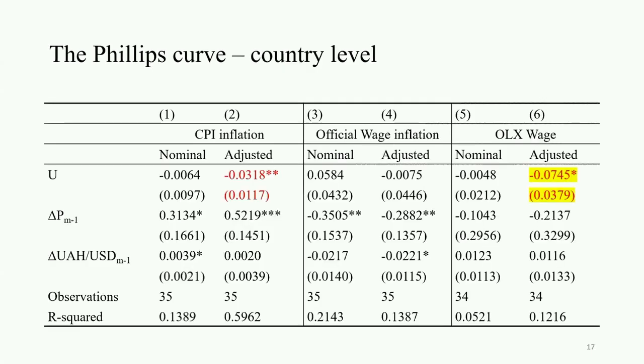For the sake of comparison, at the country level, we use three different indicators of inflation. The first one is the headline inflation index. The second one is official wage inflation. And the third one is our online wage index obtained from our data. Each of these indexes is estimated using both the nominal index and the one that we have adjusted for the inflation expectation. What we observe here is that there is little evidence of the existence of the Phillips curve. We can only observe a significant and negative relationship between inflation and unemployment when we adjust for inflation expectations.